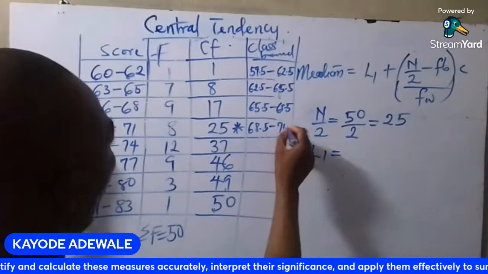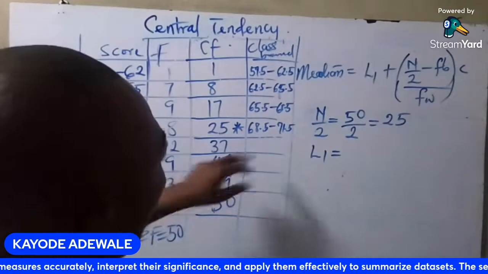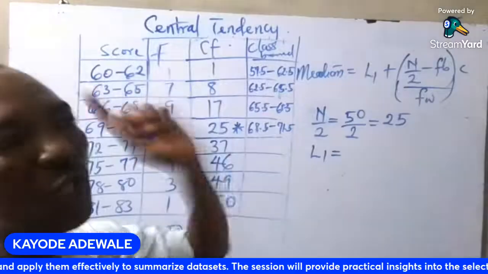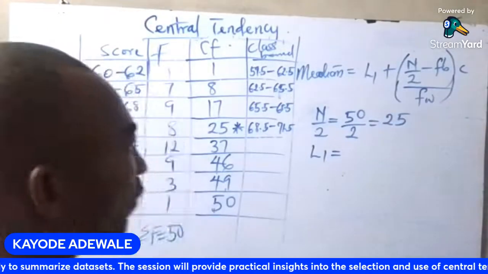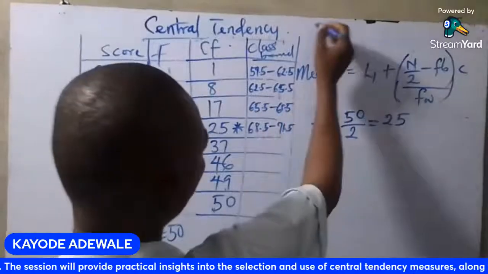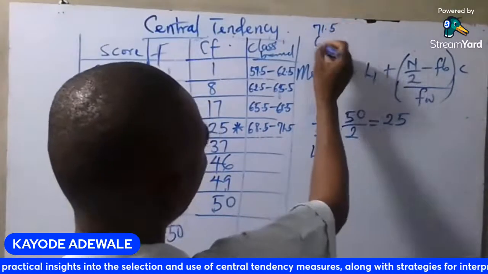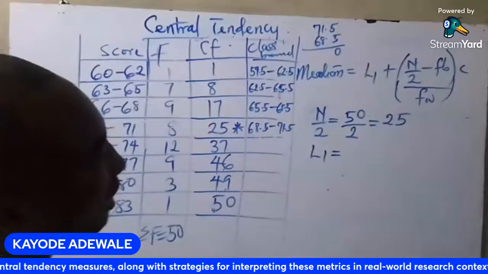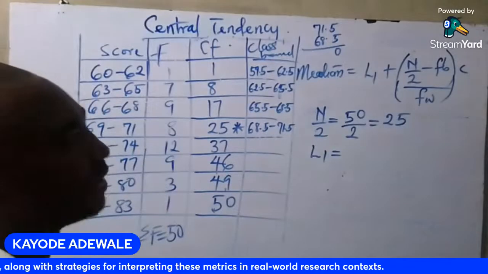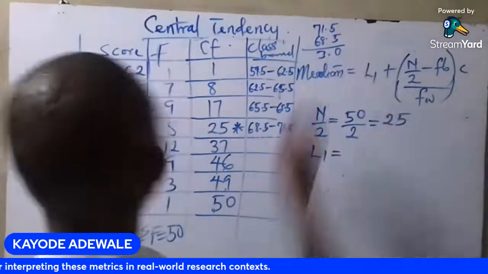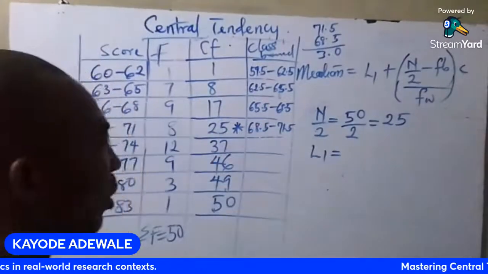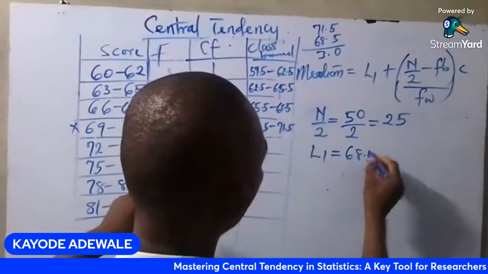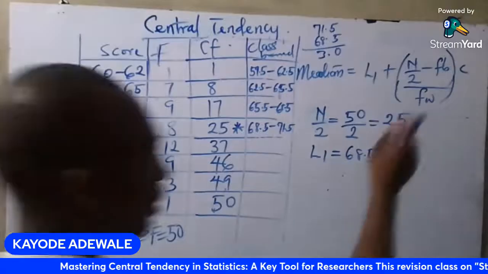The funniest part of this is that the difference between the upper class boundary and the lower class boundary must be equal to the class size. Let's practicalize this. Take 71.5 and take 68.5 away from it. That gives you 3, and that is why the class size is 3. So our lower class boundary is 68.5. I've got my lower class boundary.